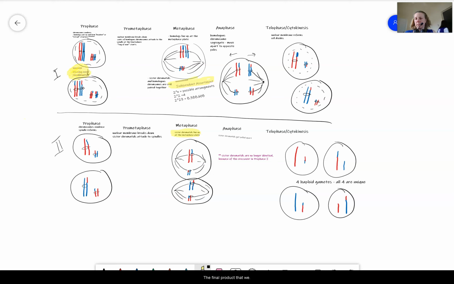So the final product that we generate are these 4 separate unique haploid gametes. All right, all of this is a result of the genetic diversity that is put into the system through the process of meiosis.